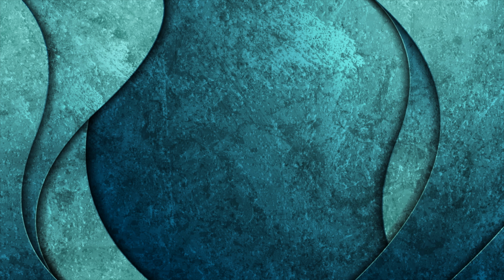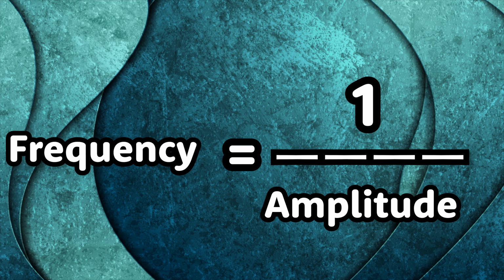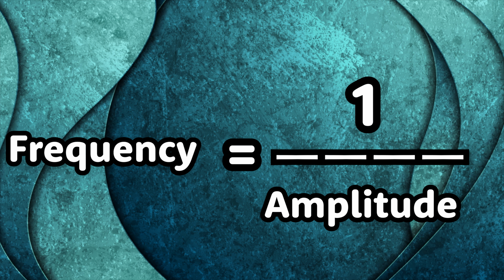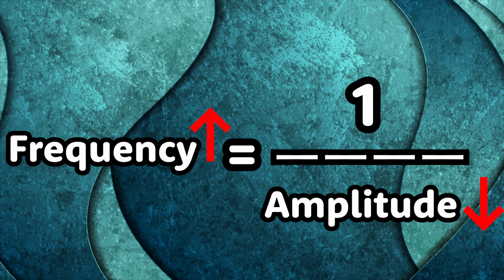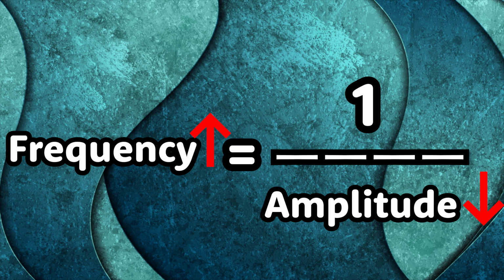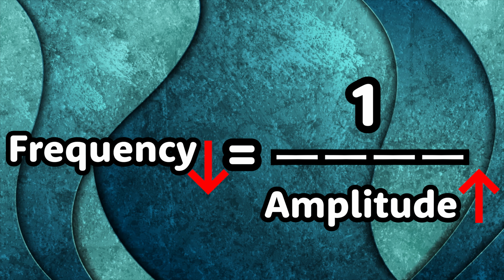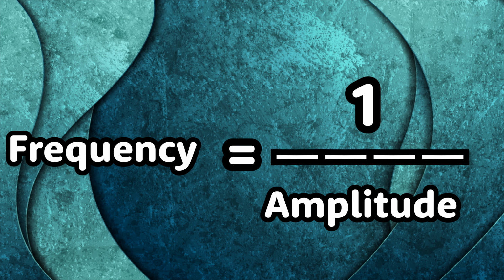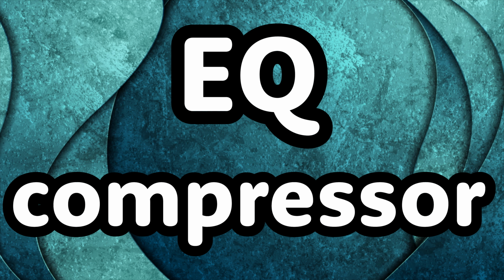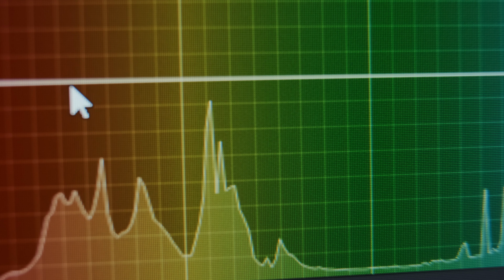Keep in mind that the relationship between the wave's amplitude and frequency is inversely proportional to each other. As frequency increases, amplitude decreases. As frequency decreases, amplitude increases. If you change the frequency, the amplitude will be affected by it. So let's talk about EQ and compressors in more detail.